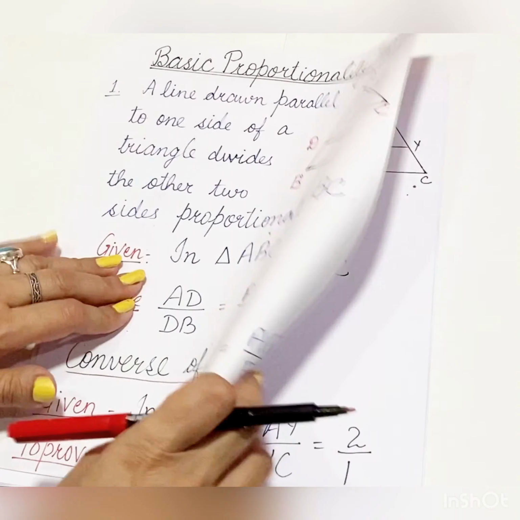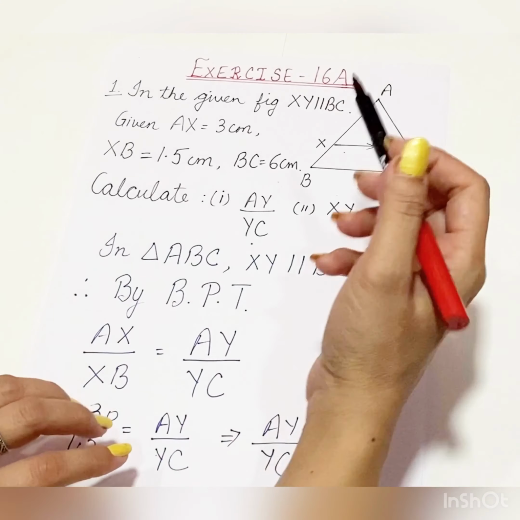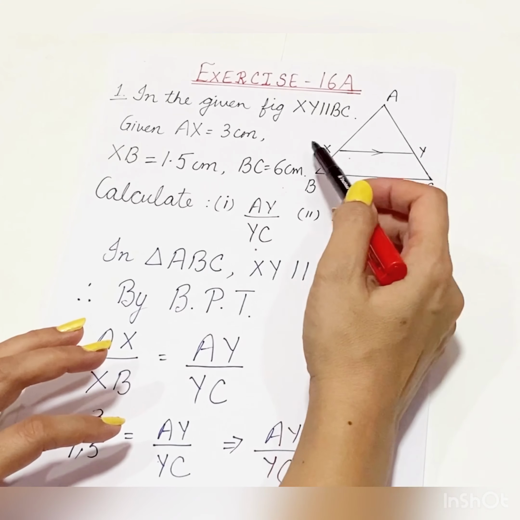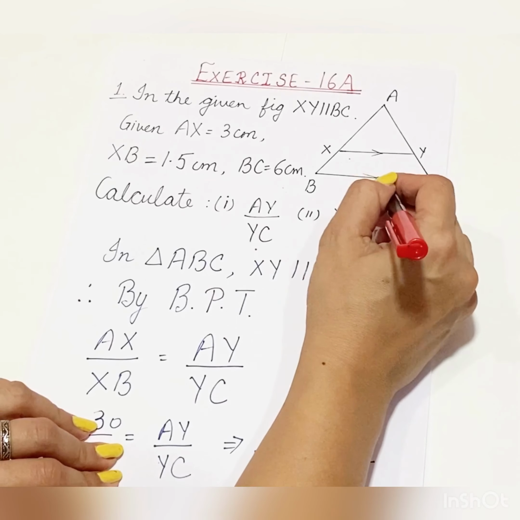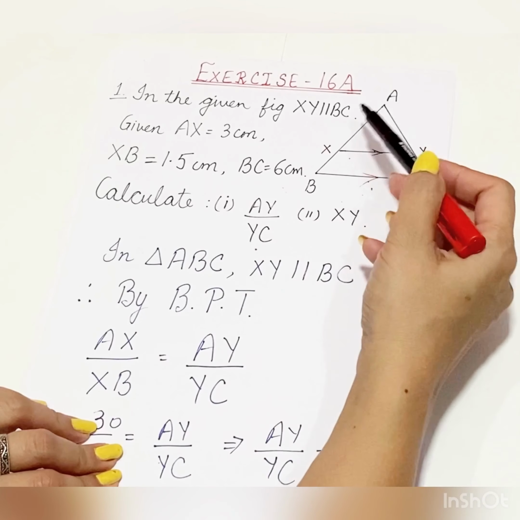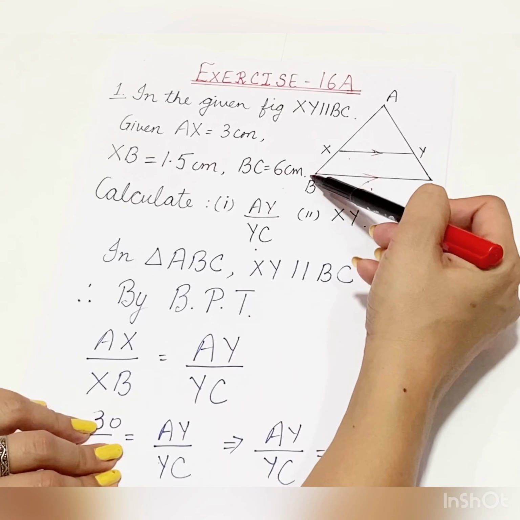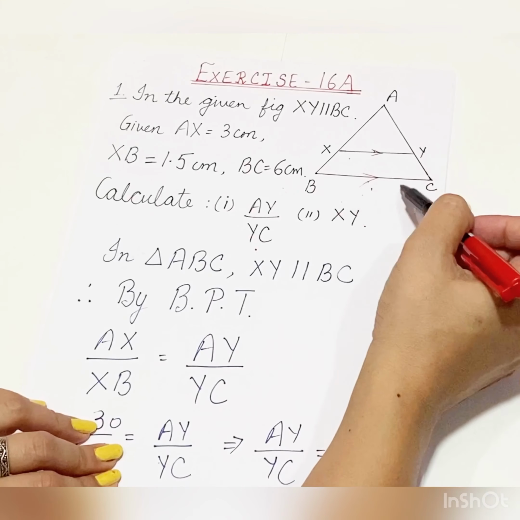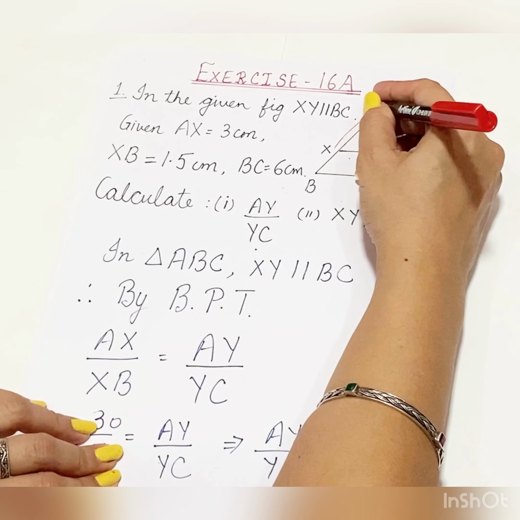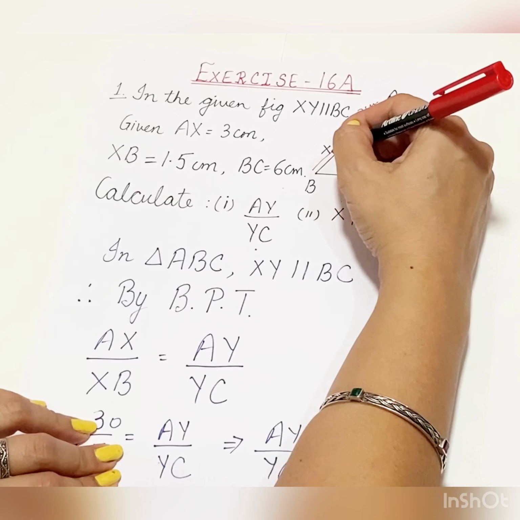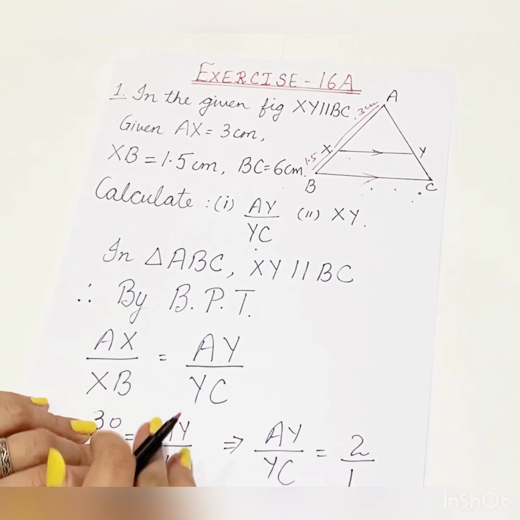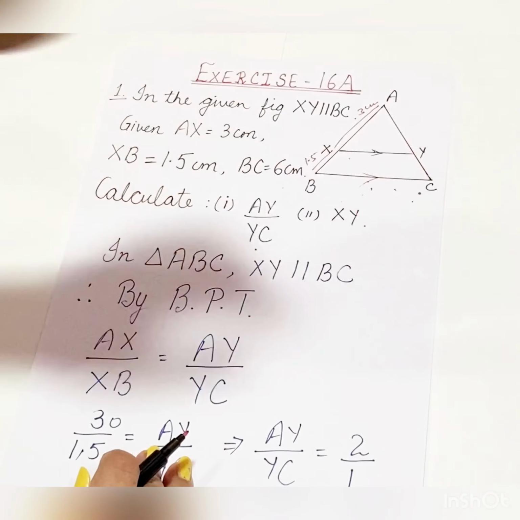Okay children, let us start exercise 16A. Question number 1. In the given figure, XY is parallel to BC. These two are parallel sides. AX is 3 centimeter, XB is 1.5, BC is 6 centimeter. This much is given to be 3 centimeter and this portion is 1.5 centimeter. You have to find AY upon YC.